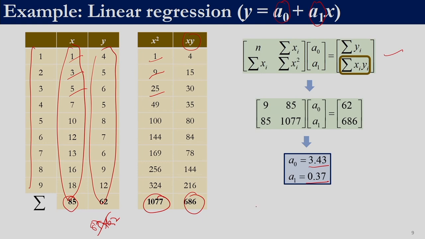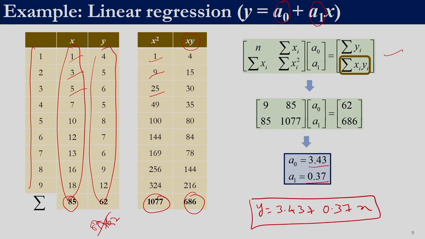So the model which we have is y is equal to 3.43 plus 0.37 x, right? The advantage of having this model in this form is that, for example, if you ask me the value of y at x equal to 8, at which we do not have the value of y available, this model can be used. If we plug in x as 8, we can predict what the value of y would be. That is one benefit of having this model.